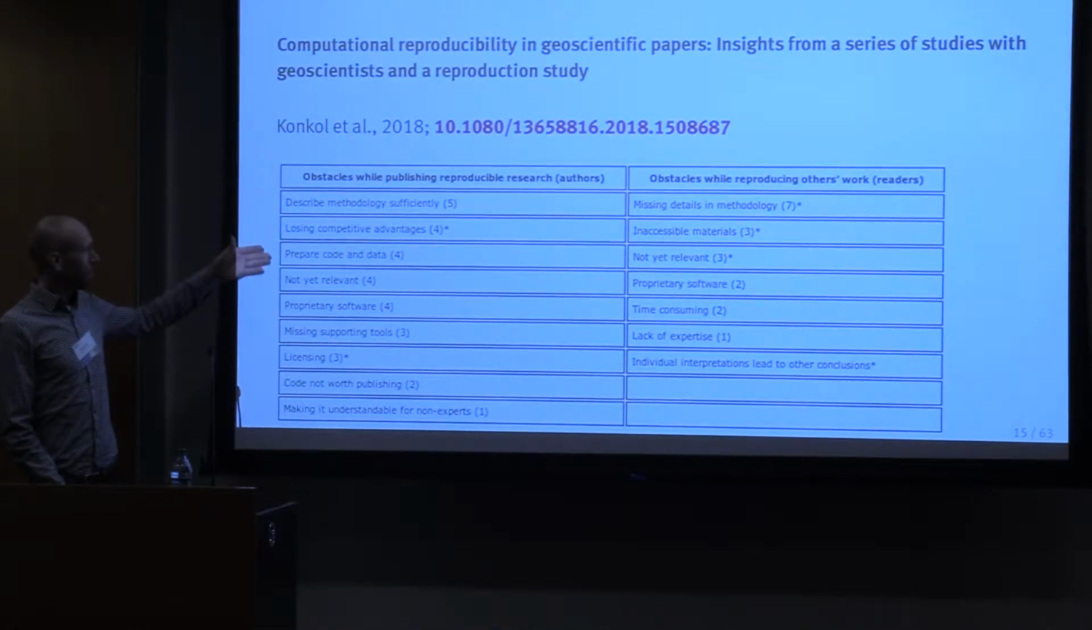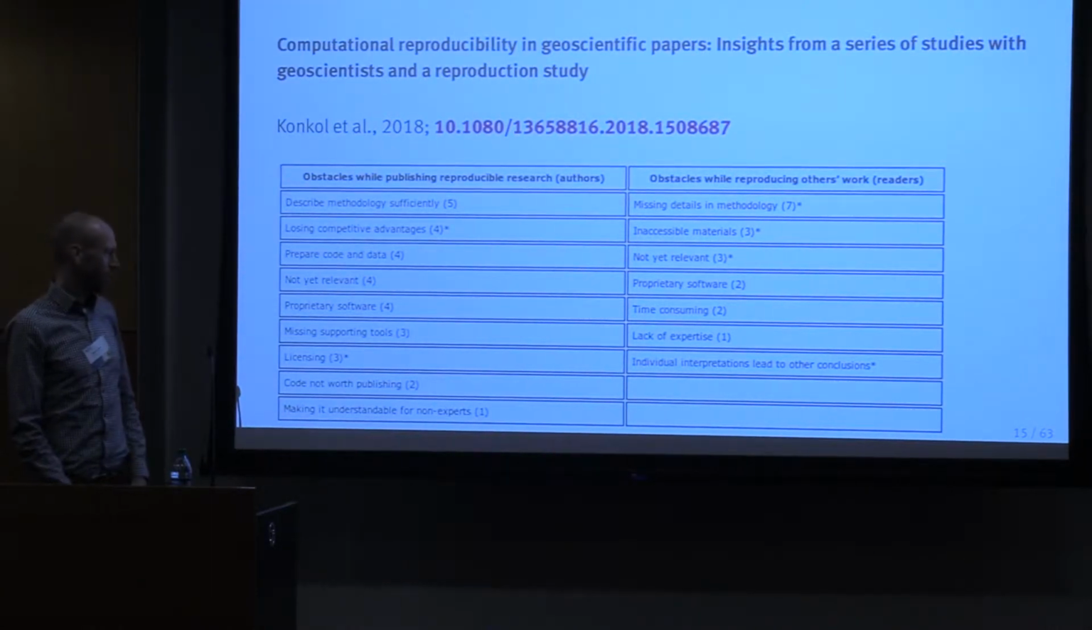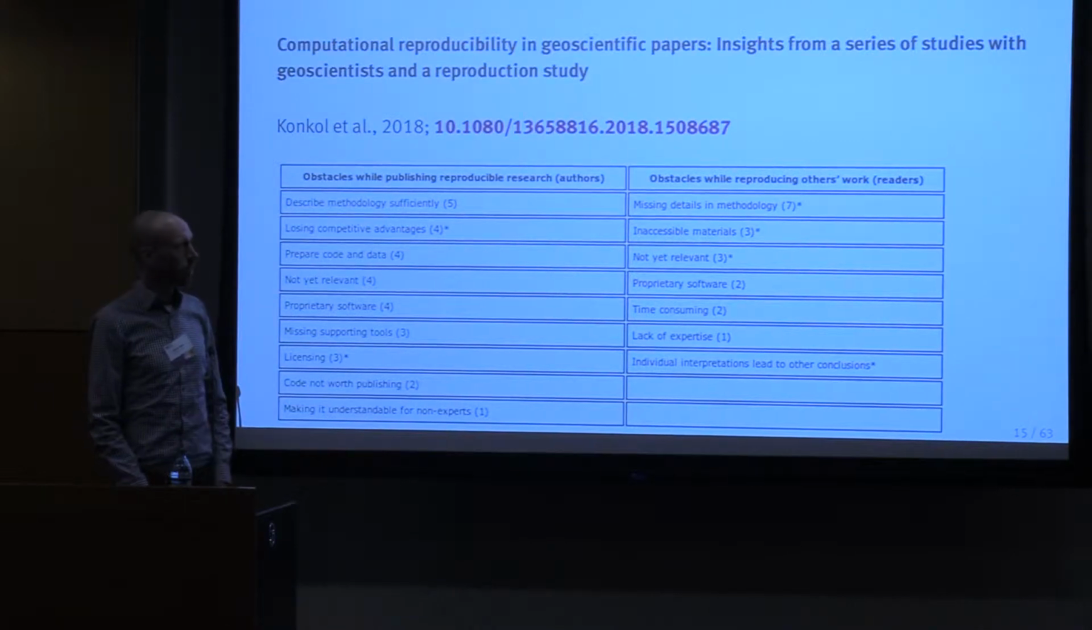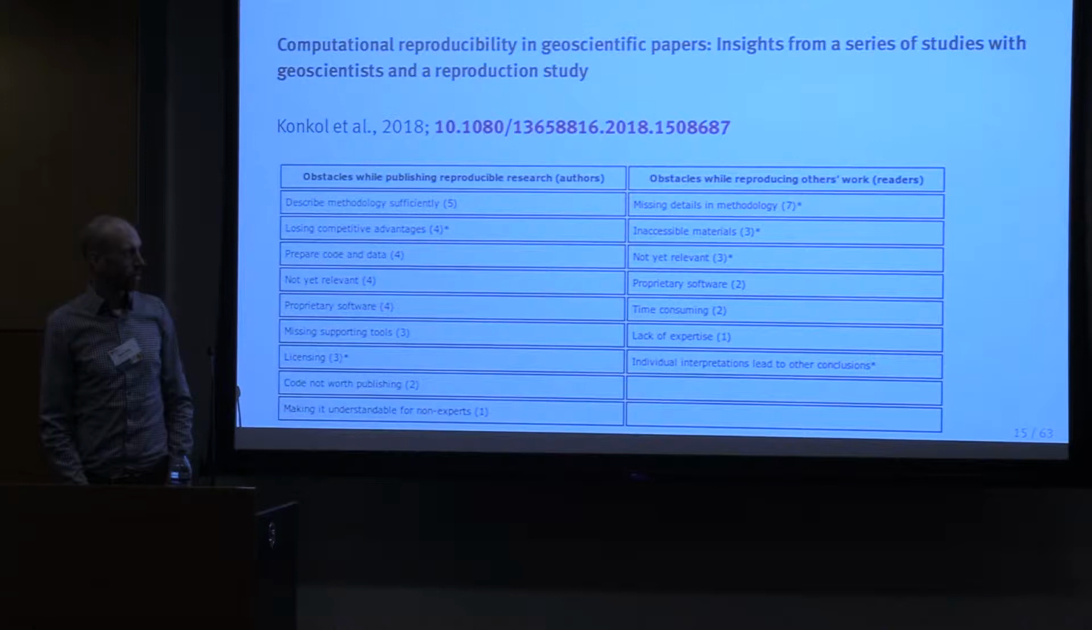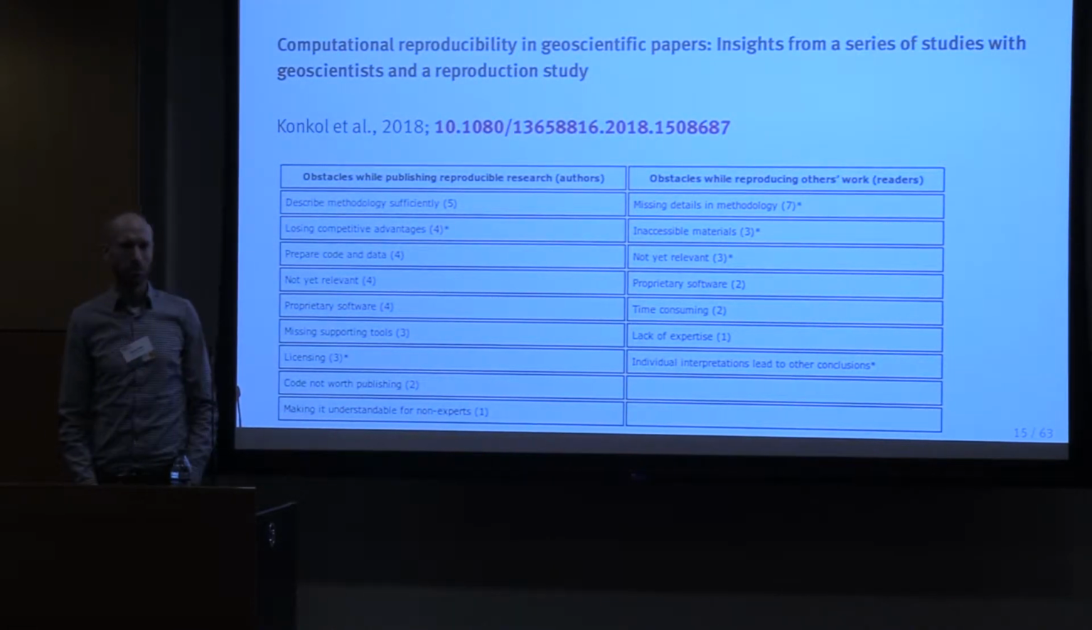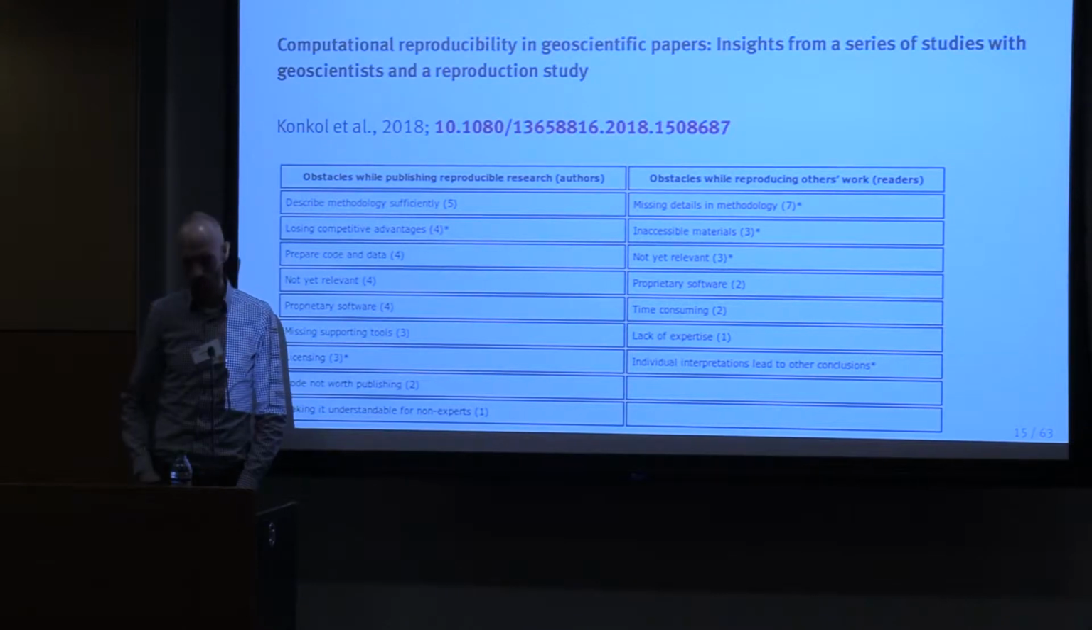But also technical stuff like prepare the code and data, or that people say they use proprietary software, or they don't think that's relevant yet. And for readers, the biggest obstacle is that they're missing the details and the methodology or material to be able to reproduce a work that they read.